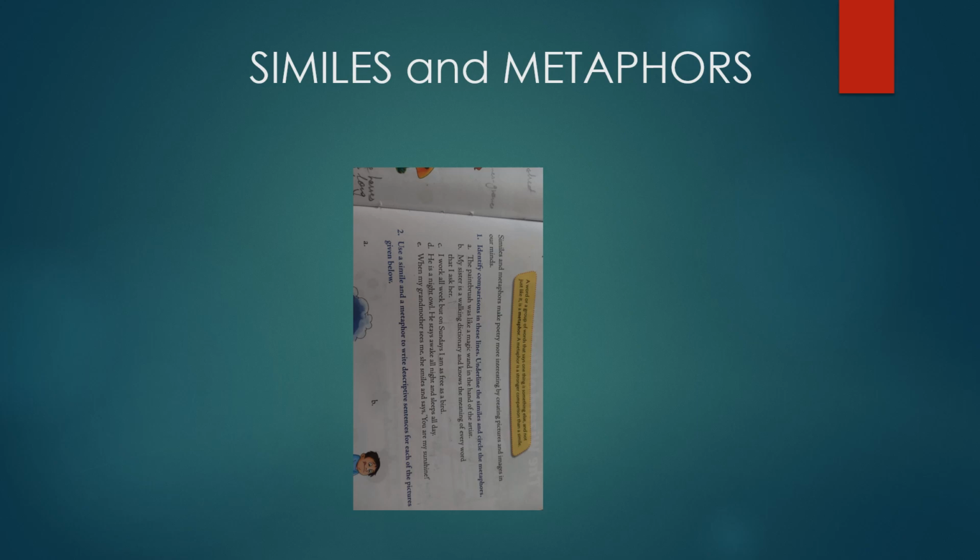D. He is a night owl. He stays awake all night and sleeps all day. So no "as" is there, no "like" is there, and this is a very strong comparison. He is a night owl. He stays awake all night and sleeps all day. Okay, this is a metaphor. Now you can encircle "He is a night owl."